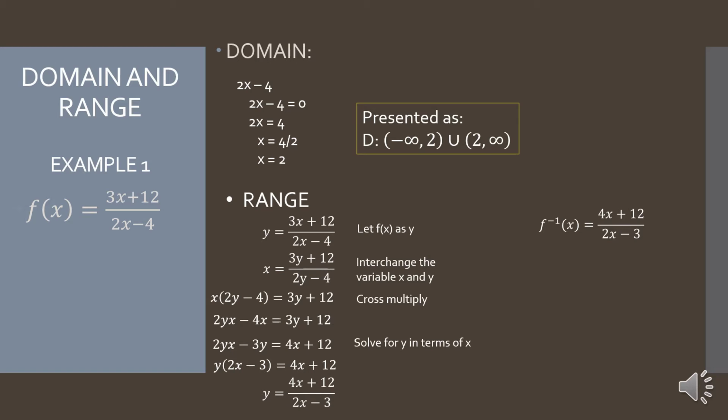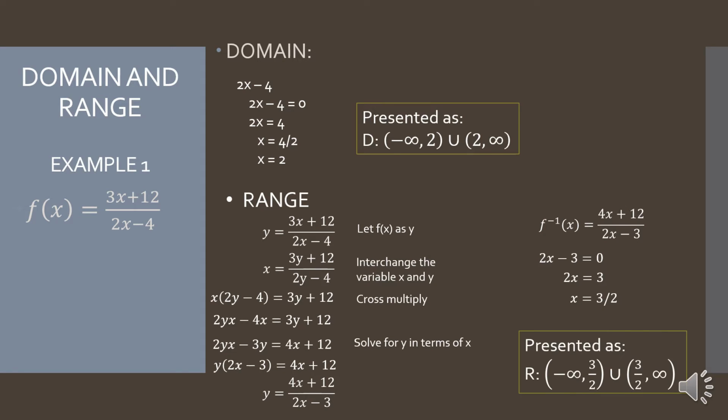Always remember that the domain of the inverse is the range of the function. Therefore, you need to equate the denominator of the inverse to 0. So 2x minus 3 is equal to 0, then 2x is equal to positive 3, then x is equal to 3 over 2. This means that the range includes all the values in the positive and negative infinity except for 3 over 2.